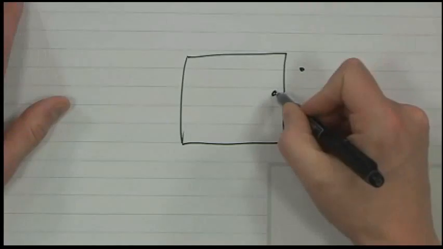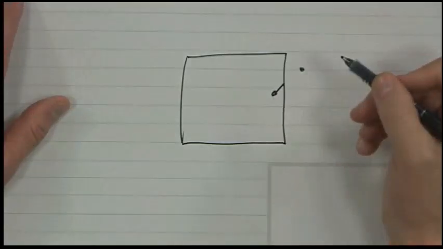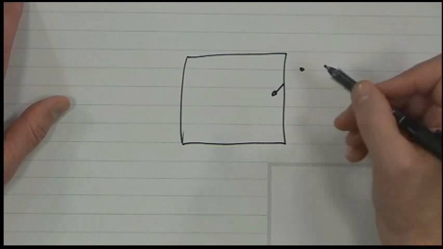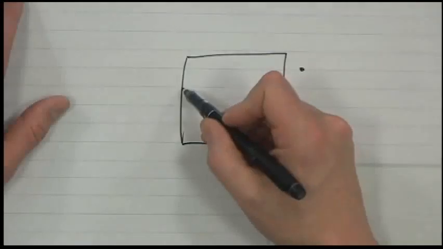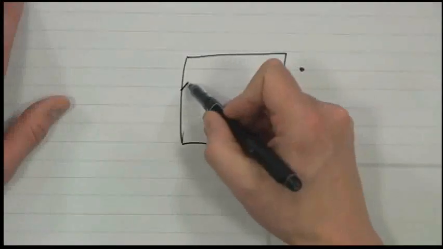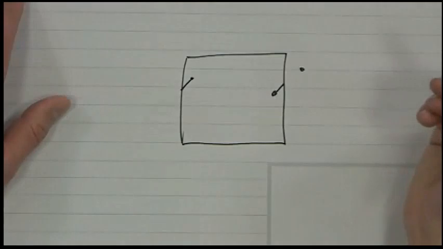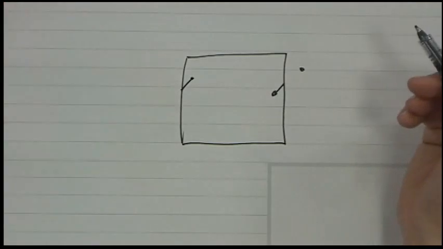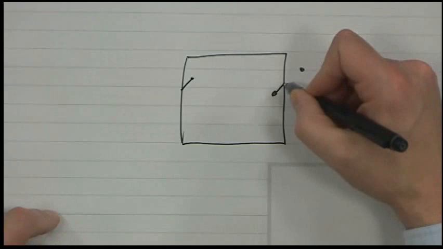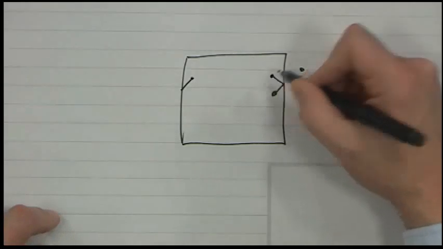Now, if you've got a toroidal boundary condition, it's like you're in some sort of parallel universe, and you pop out the other side of the universe and come over here. And then the other possibility is that you reflect back in.